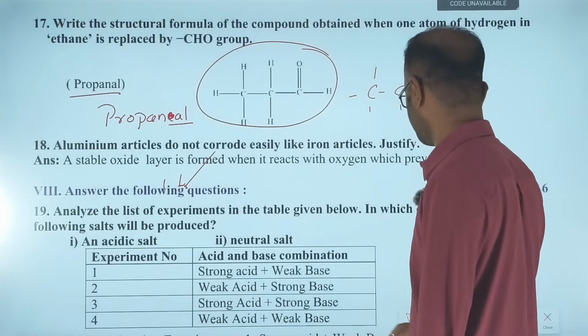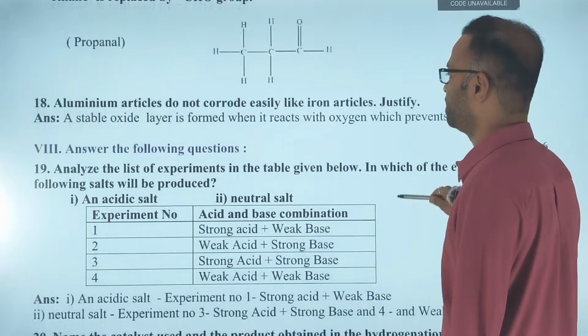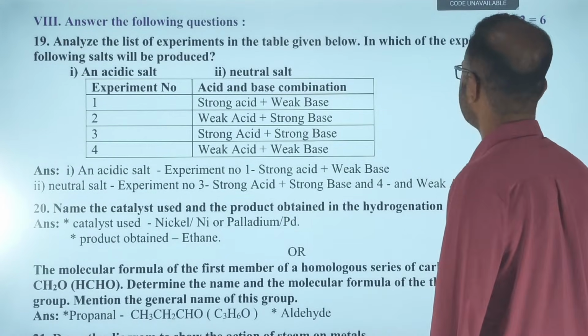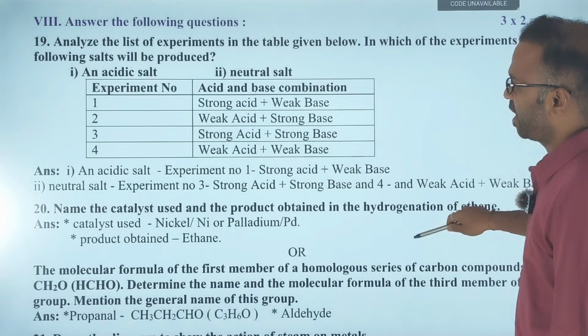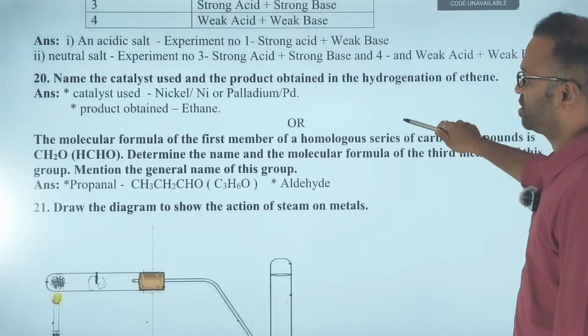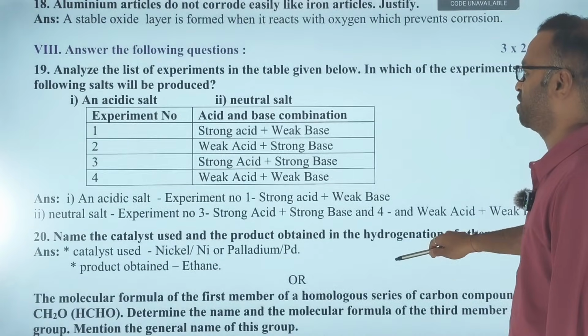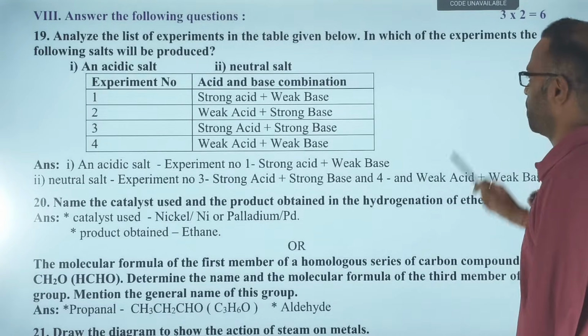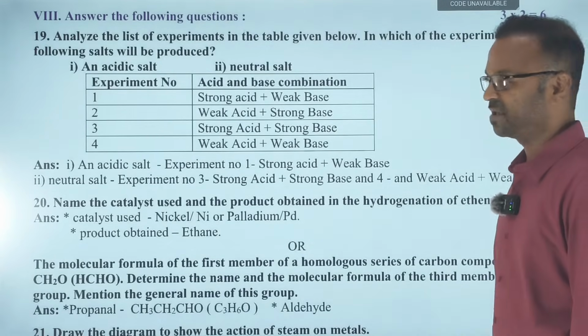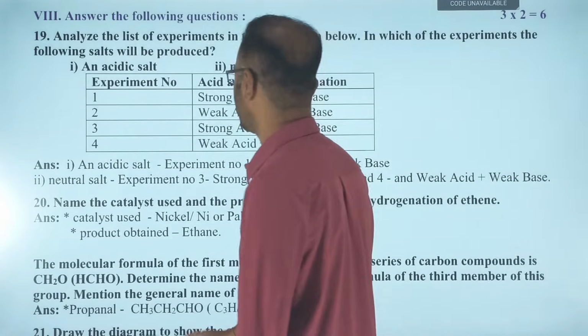Now the next one, see here. This next section carries 2 marks, and altogether we have how many questions? 3 questions are there. Each question carries how many marks? 2 marks. So the total weightage for the third section in the chemistry part is 6 marks. This is very, very simple.